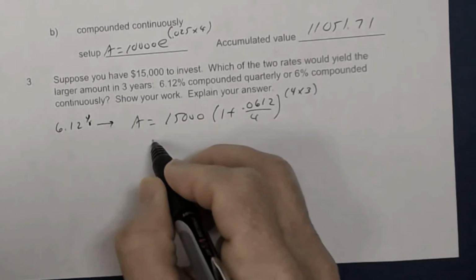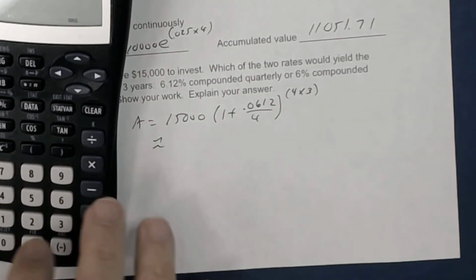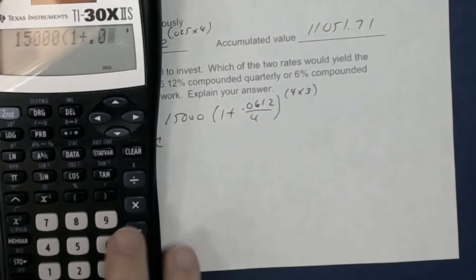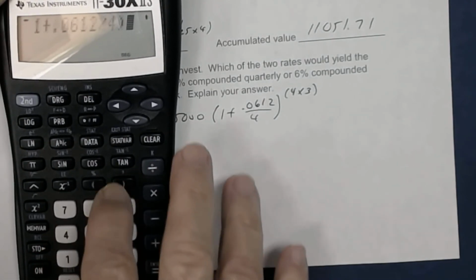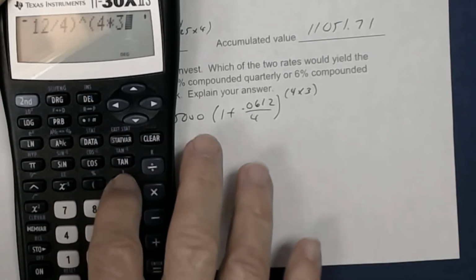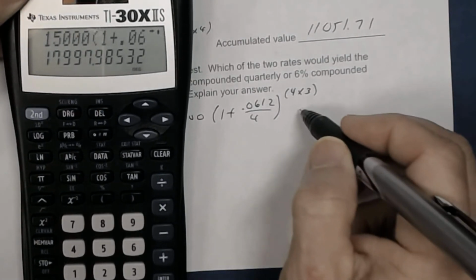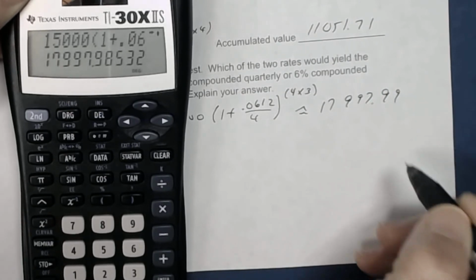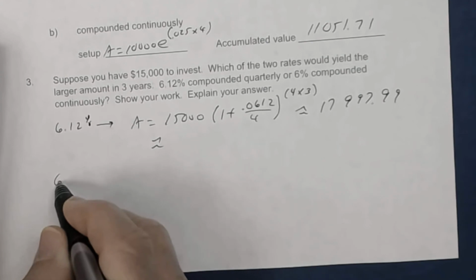All right, so I'm going to get 15,000 times 1 plus 0.0612 divided by 4, close the parentheses, raised to, parentheses, 4 times 3, close the parentheses, and then press equal. So that's about 17,997.99, right?